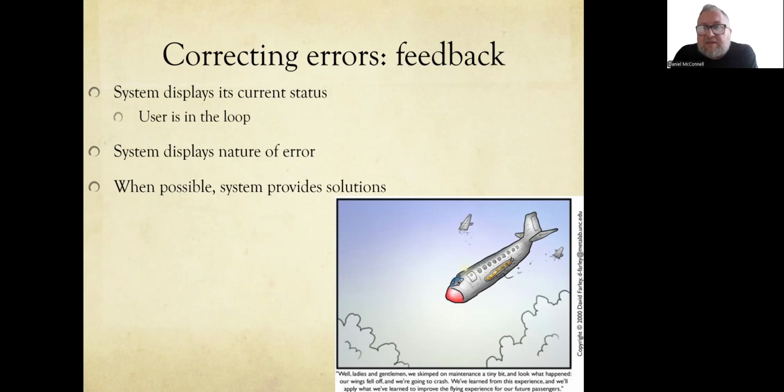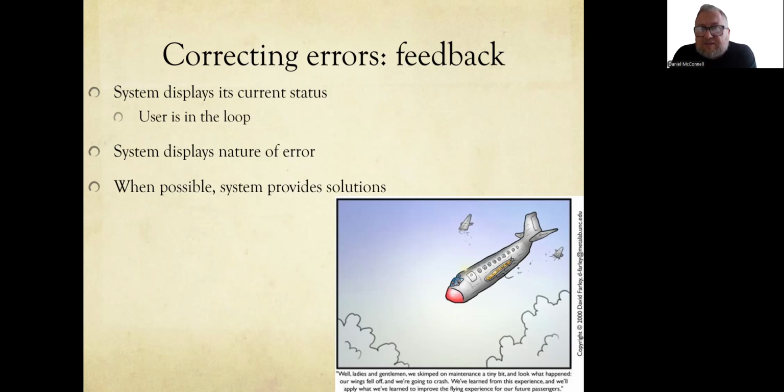User in the loop means that we are always aware of what's happening, right? We know what we have done, we know what the system is doing, and we know when we've done the right thing and when we've done the wrong thing. But it's more than that. It's more than simply knowing that you have made an error. You need to know what kind of an error. That is, what is it that you did that was wrong? What should you have done? And what do you need to do to fix it, right?